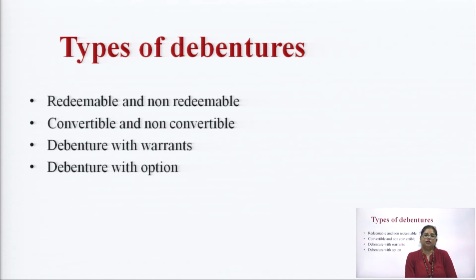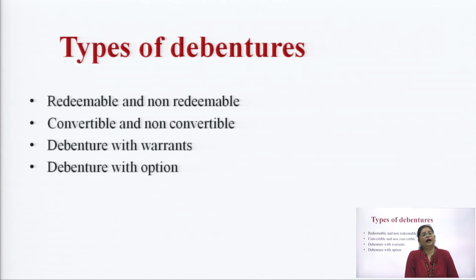But the debentures that would exist till the company exists, till the winding up of the company is processed, are the non-redeemable ones. Then we have the convertible and non-convertible. The convertibility here is in terms of equity shares. Convertible would be the debentures that could be converted into equity shares. That is why they are known as hybrid instruments, because they enjoy the feature of the debt and the equity both.